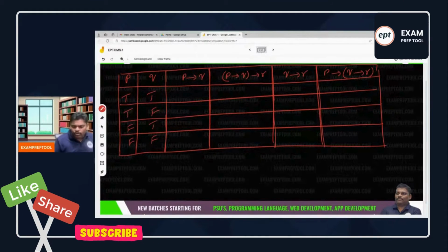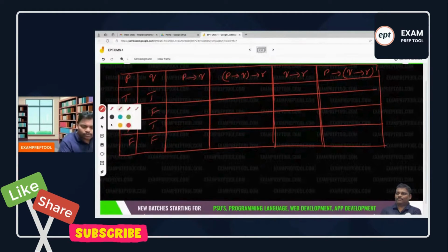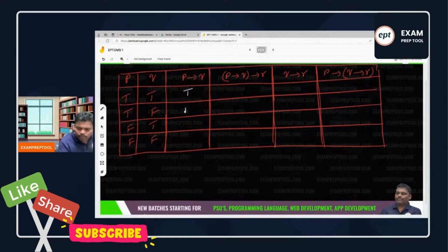Now see what I am going to do. Can you say what P implies Q is? Can you see this one? P implies Q. So what is the answer? True, false, true, true. See, yesterday it was something difficult. Today it is not difficult.